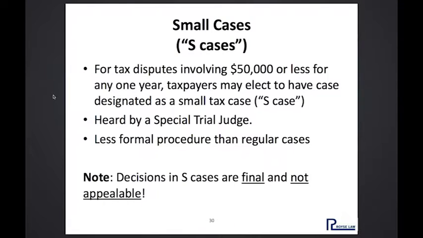Okay. For tax disputes involving $50,000 or less for any 1 year, the taxpayer may elect to have a case designated as a small tax case, or S case. Now, these S cases are heard by special trial judges. They're less formal procedure than regular cases. And what I view as a big disadvantage is that the decisions in S cases are final and they're not appealable.